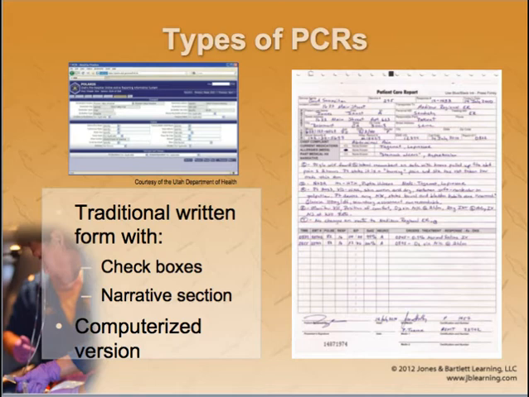Now in the traditional version, the back side of that PCR has bubble dots that you fill in, or check boxes that you fill in. And then you have this side that you see here where you fill out all your written stuff. And both of them are part of the patient care record. So it's just as important to do the back side, which would be the bubble dots, as it is to do the front side, which is the written narrative stuff.